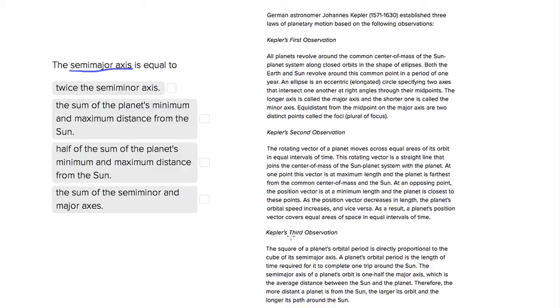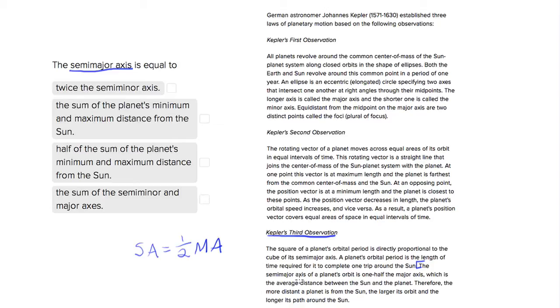So we saw the mention of the semimajor axis in this third observation, and the paragraph tells us that the semimajor axis of a planet's orbit is 1/2 the major axis. So SA equals 1/2 MA, and the major axis is the average distance between the sun and the planet. So we know that our average distance is going to be the distance in the middle. Sometimes it's a greater distance, sometimes it's a lower distance. So that's that average distance between the sun and the planet.